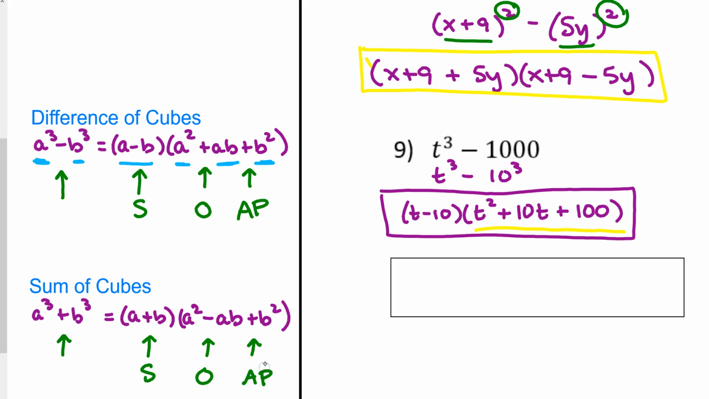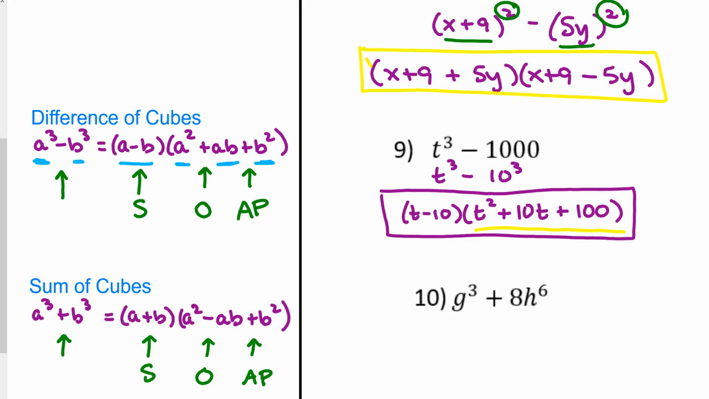So I like to refer to these as the SOAP formulas. SOAP stands for same, opposite, and always positive, and that's a way you can remember the signs involved in these formulas. It doesn't tell you everything about the formula, but at least it tells you which signs to use.